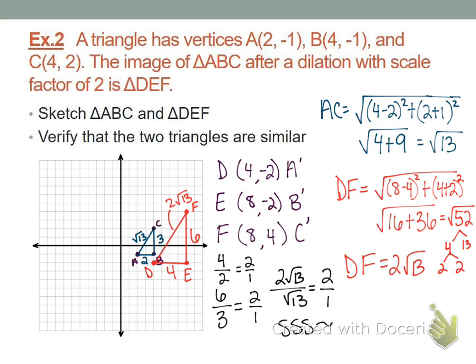Again, if you felt strongly about doing side angle side so that you didn't have to do distance formula to find those hypotenuses, you could use your slopes and show that those would be right angles and use side angle side. But that would require a different type of work to be shown.